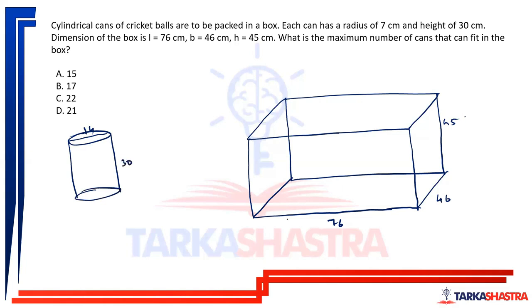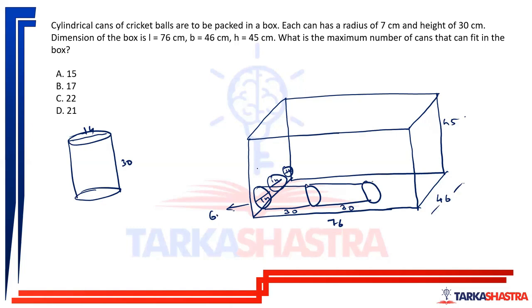So this is 30. How many of them can I fit here? So I can fit 1 and then 2. I can fit 2 like this, correct? Because the height is 30 and 30. So 60 is gone, right? Like this is 14 gone. I can have one more of 14 and one more of 14. Total will be 42. And we have 46 in the breadth. So I have 6 cylinders in the base.